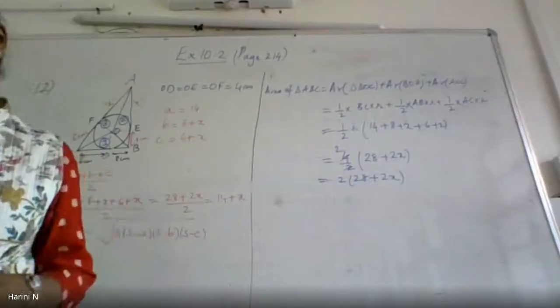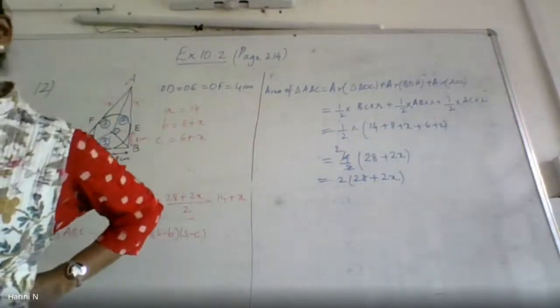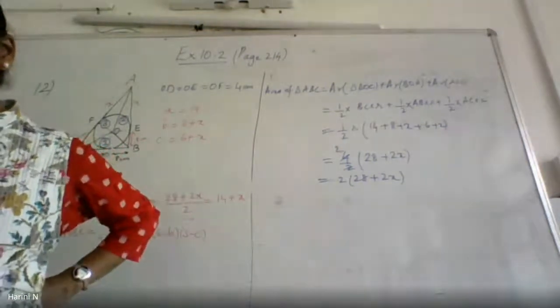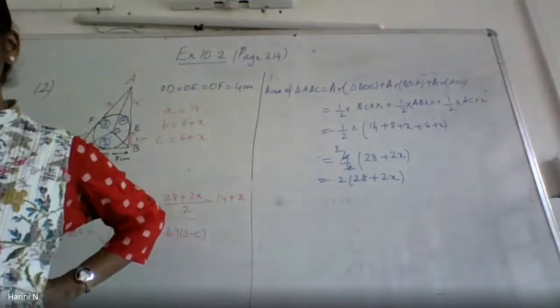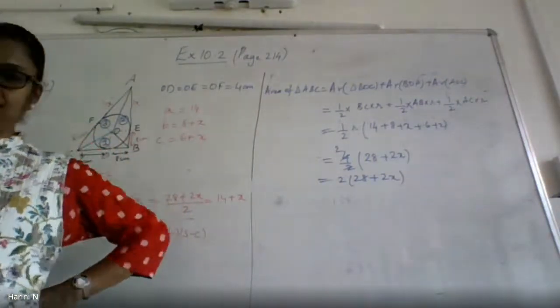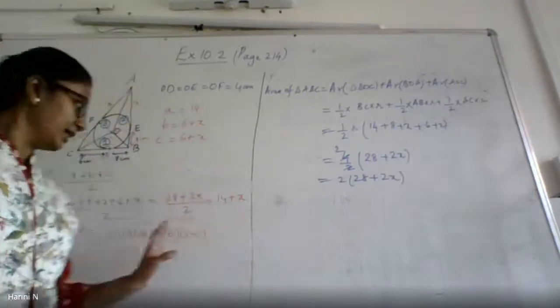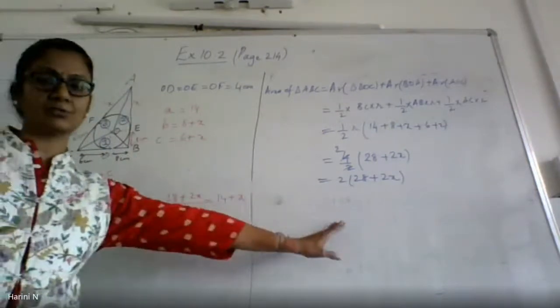Now, the last problem. Prove that the opposite sides of a quadrilateral circumscribing a circle subtend supplementary angles at the center of the circle. So this you can leave 1 or 2 pages. You have to complete this calculation. I'm not going to do it.